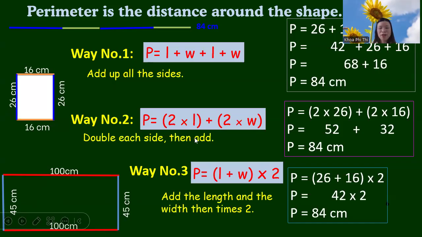This time, group 1 uses way number 2. Group 1, way number 2. Group 2, way number 3. And group 3, way number 1. You have 5 minutes to write your assigned way on the handboard. Start now, please.